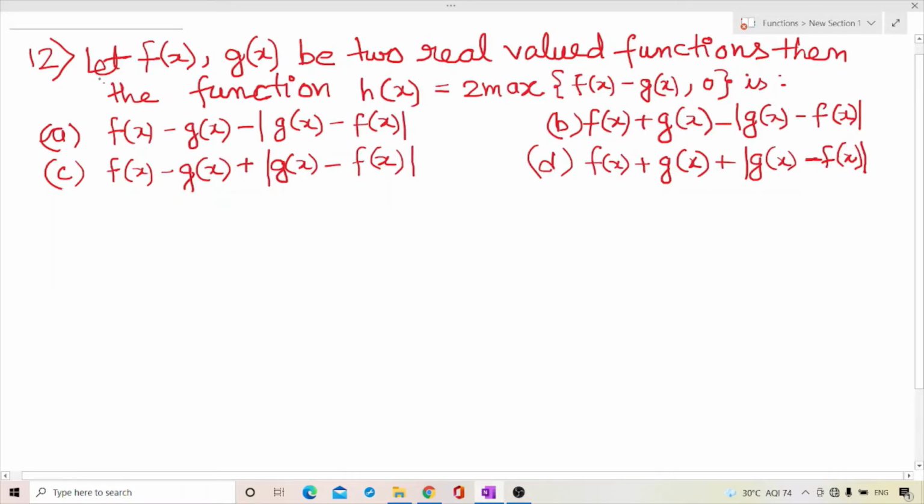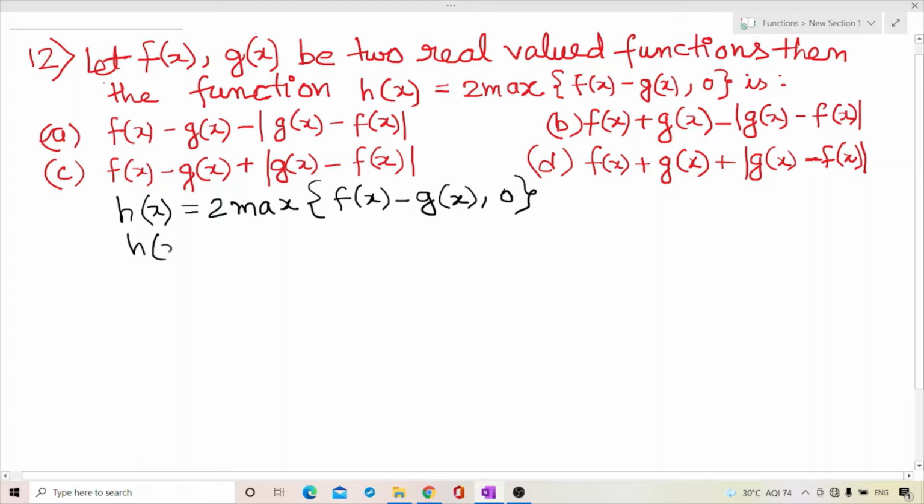So the next question we have: let f(x), g(x) be two real valued functions, then the function h(x) is equal to 2 max{f(x) - g(x), 0} is: A) f(x) - g(x) - |g(x) - f(x)|, B) f(x) + g(x) - |g(x) - f(x)|, C) f(x) - g(x) + |g(x) - f(x)|, D) f(x) + g(x) + |g(x) - f(x)|. So we have with us h(x) is equal to 2 times max{f(x) - g(x), 0}.